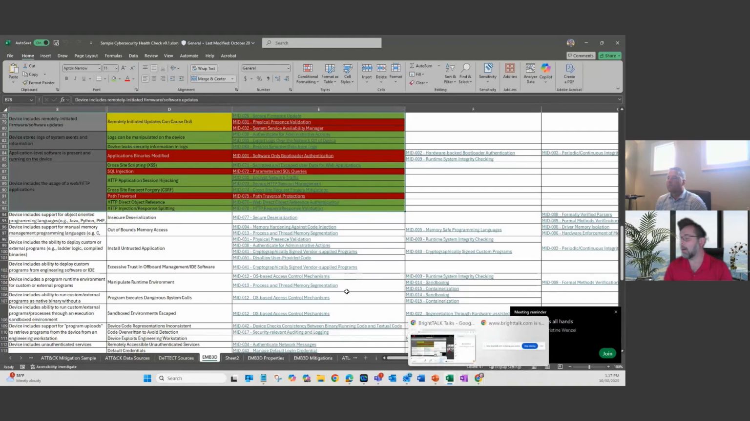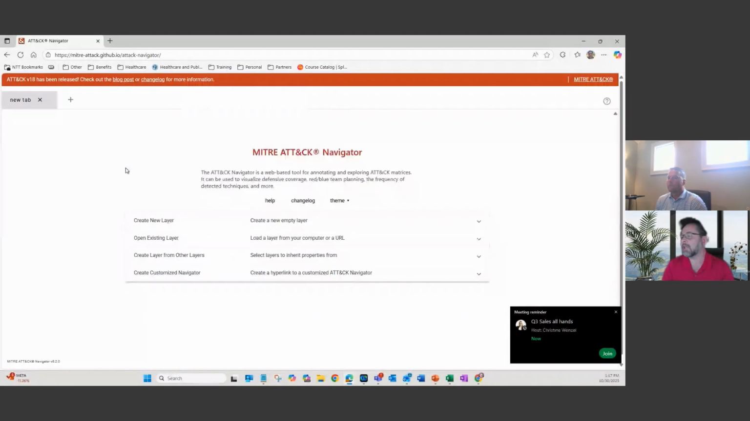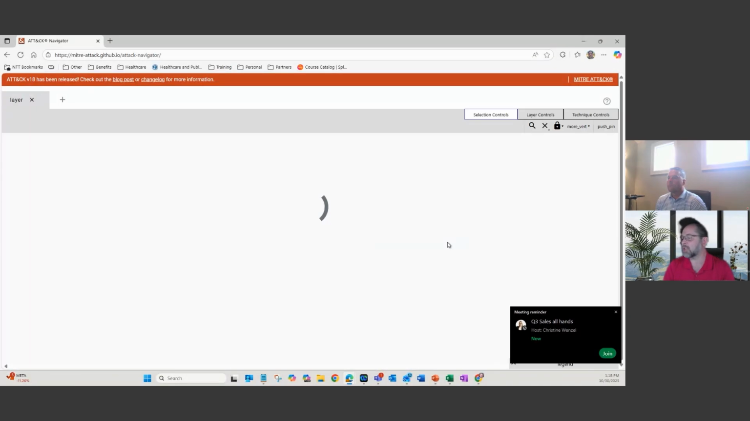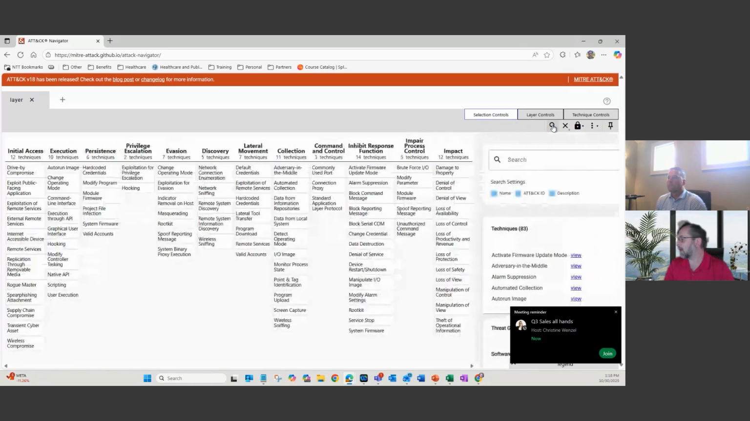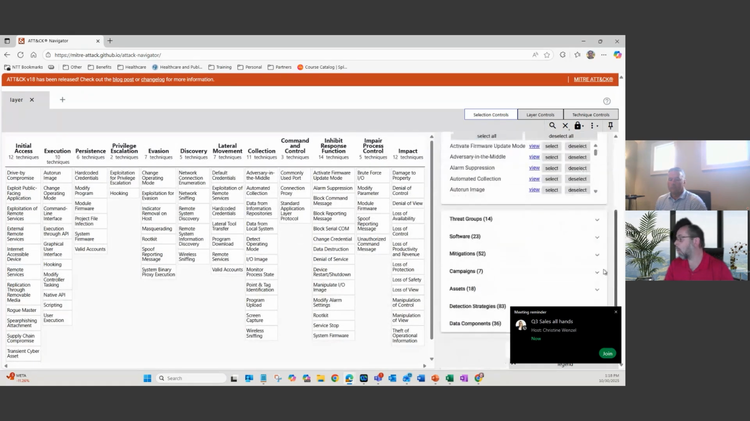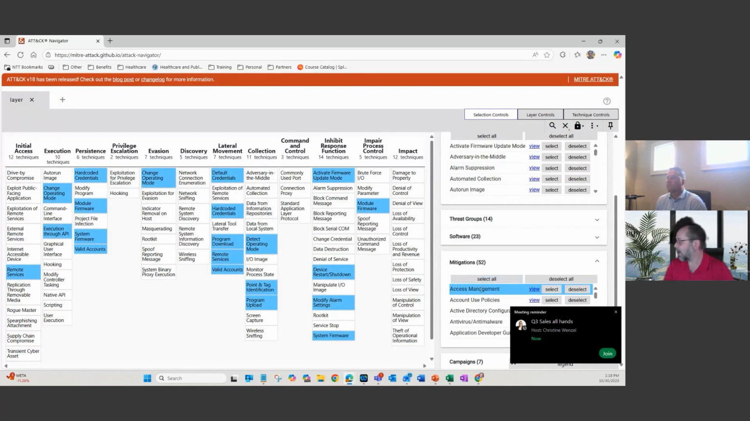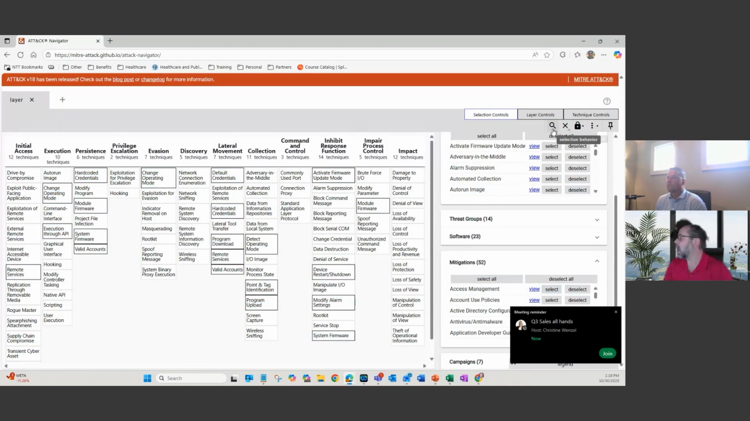Another way of going about doing this type of analysis is using something like MITRE's ATT&CK Navigator. I'm just trying to open up the right screen here. I'll give you a brief overview. I'm going to use the Industrial Control Systems ATT&CK Navigator. What I'm going to do here is a search, and I'm going to search for mitigations. So the idea is, which controls do I have? If I select the mitigations, I can identify, this is all the cool stuff that I have from a mitigation perspective.